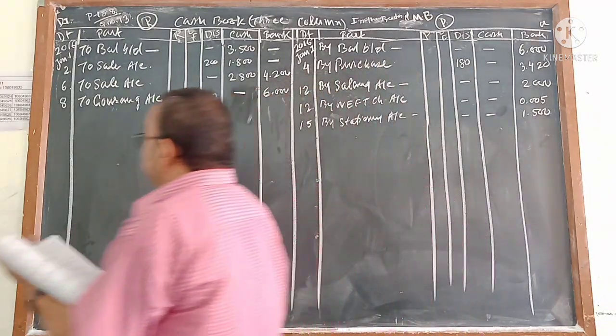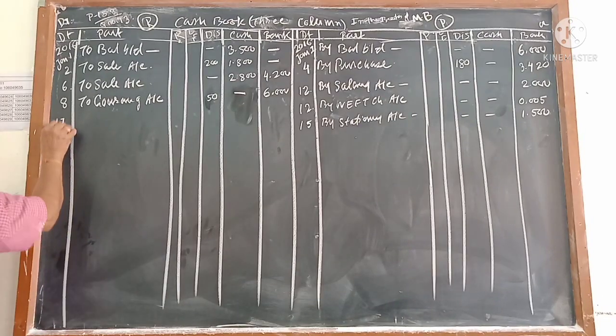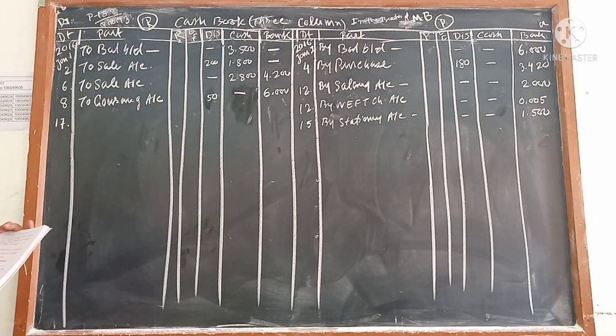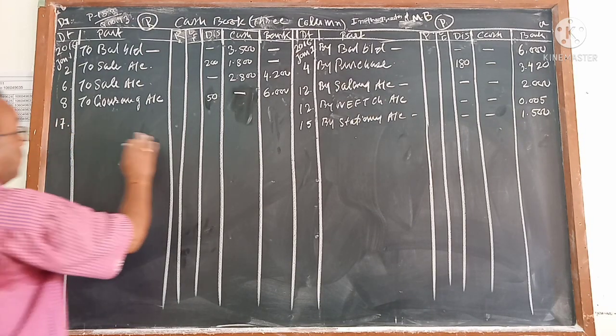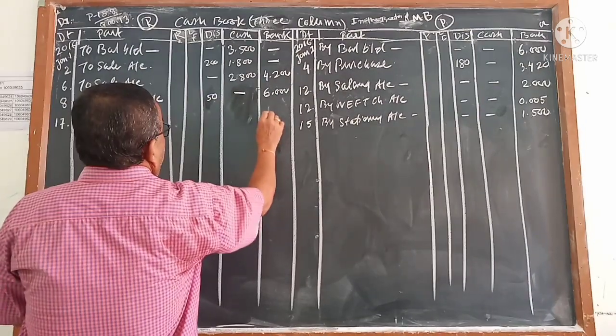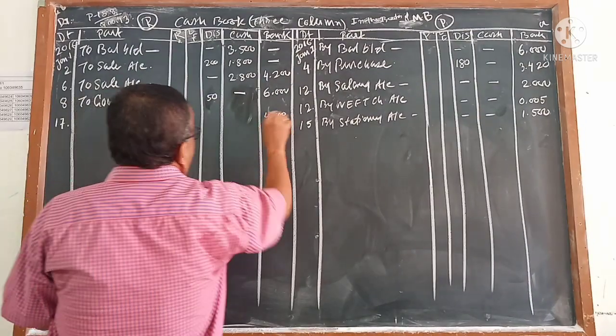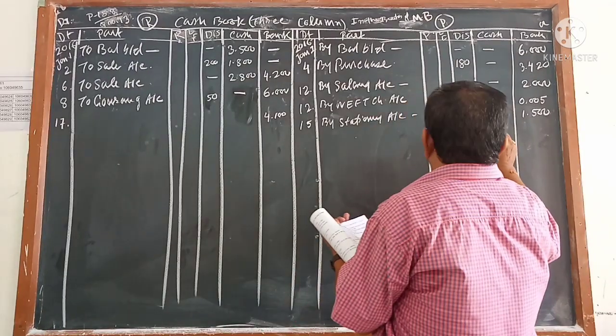This is contra entry. 4,100 deposited into the bank. Deposited into the bank 4,100, the bank will be debited and it will go out of cash.